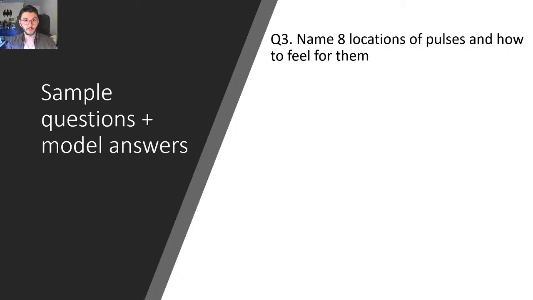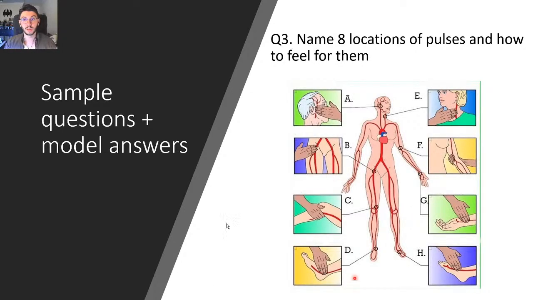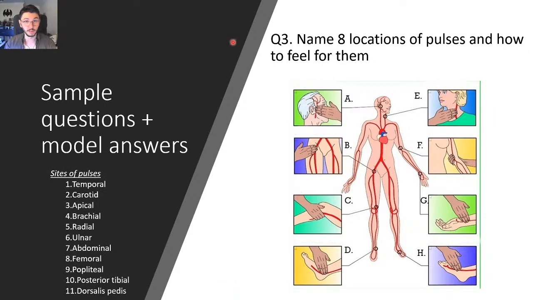So moving on, we're going to talk about different pulses. So name 8 locations of pulses and how to feel for them. There's many sites for pulses. They only ask for 8, but there's up to 11. And they have different functions. So for the temporal pulse, you feel it on the temple. It's with your index finger.